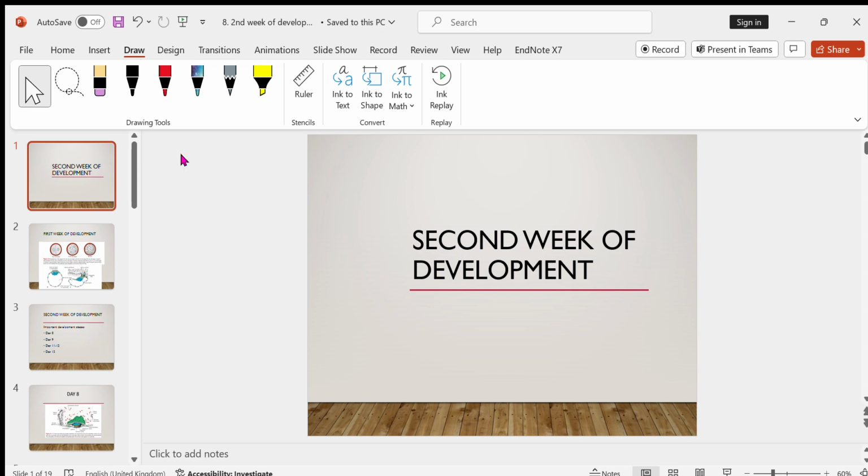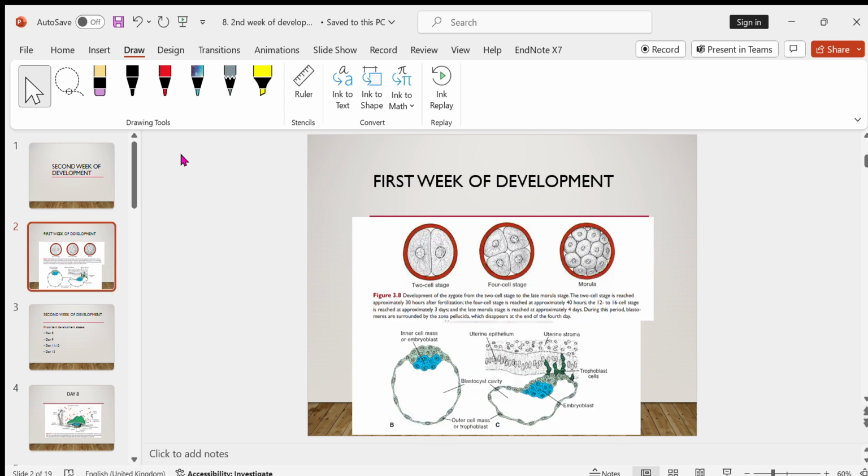Okay, so today's topic of discussion is the second week of development. Previously, we discussed the first week of development, in which the zygote that was formed was at the two cell stage, and then mitotic divisions occurred, leading to the formation of a four cell stage, then an eight cell stage, and finally a morula, which was the 16 cell stage.